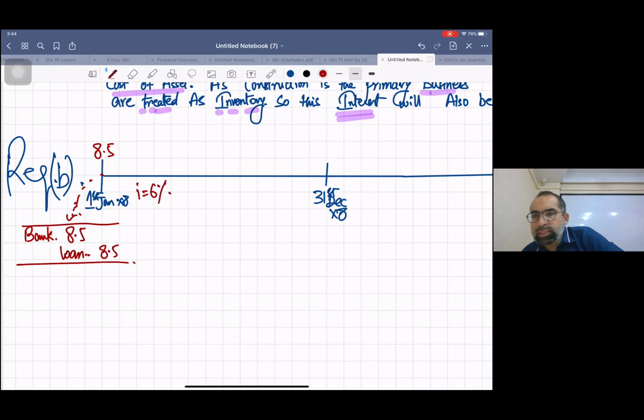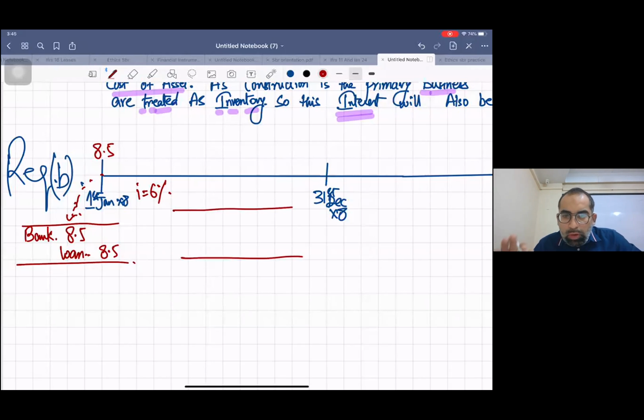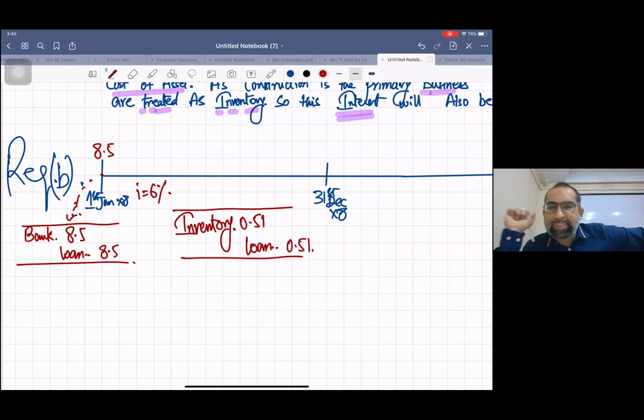So 8.5 times 6% is how much? Can anybody calculate? It's 0.51. In normal circumstances, what entry do we make? Interest expense debit and loan credit, but not for this question. This question we need to capitalize it. So we'll make the entry: inventory debit 0.51, and we'll increase the loan by 0.51. This is the entry.